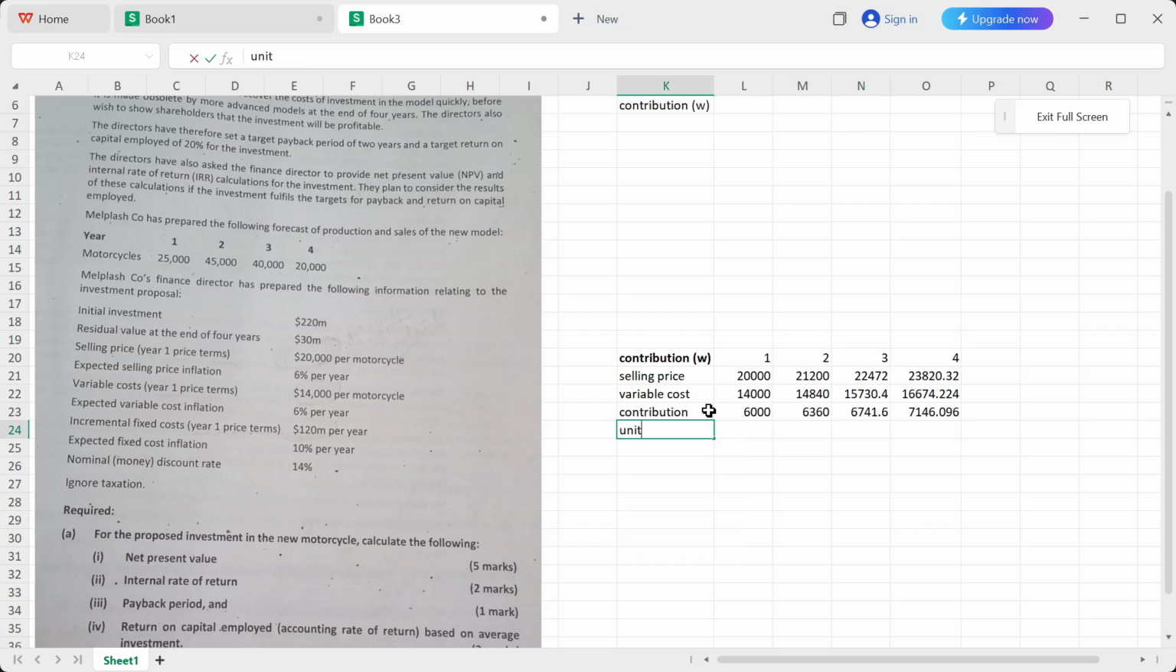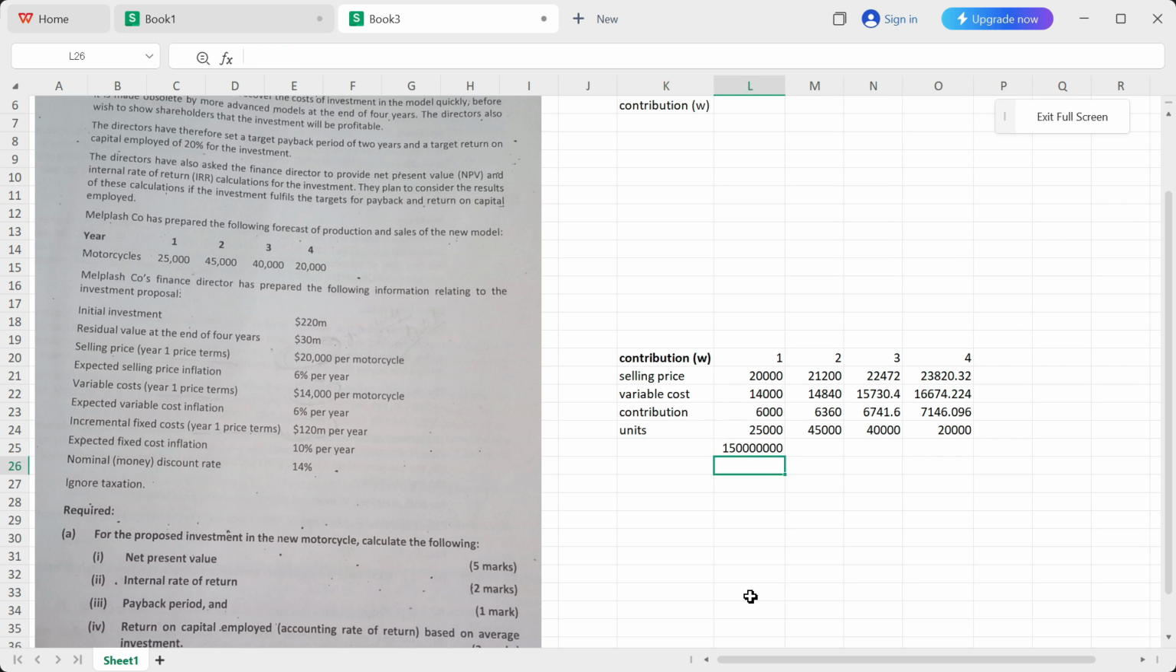Right now, I'm going to multiply this contribution with number of units, right? So for year one, we had how many units? We had 25,000 units. For year two, I will have 45,000 units. As per the question, you can see number of units are given over here, right? For year three, I have 40,000, and for year four, I have 20,000. Okay. And obviously now I'm just going to multiply the contribution with the units.